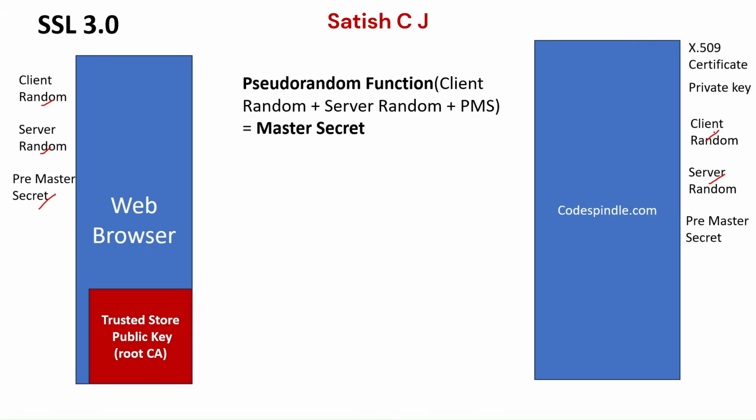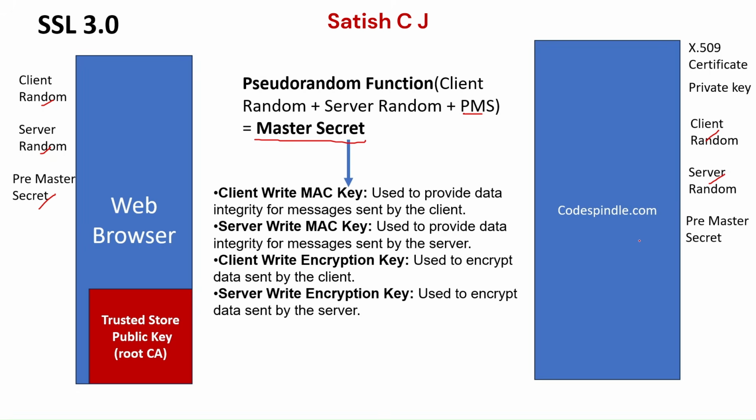The next step is the client random number plus server random number plus the pre-master secret key. These three things are given to a pseudo random function to generate the master secret. This happens on both sides. So a master secret is generated on both sides, and from the master secret we generate four different keys.